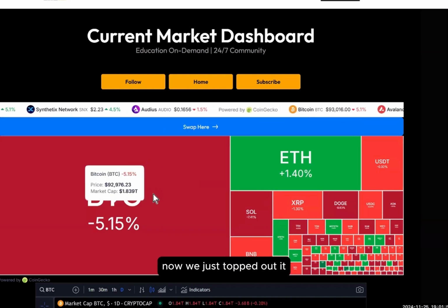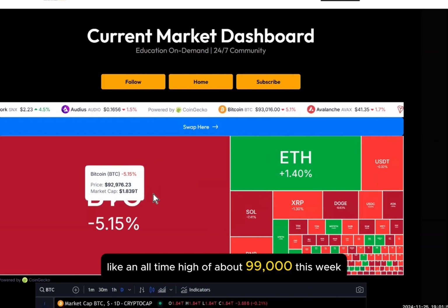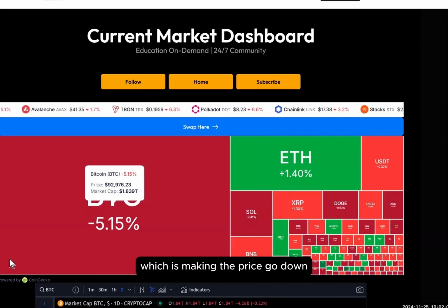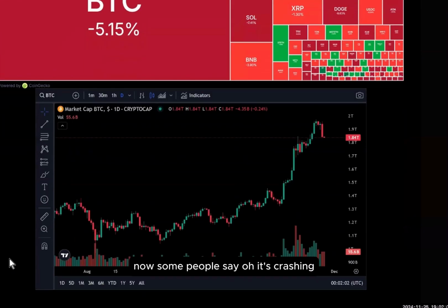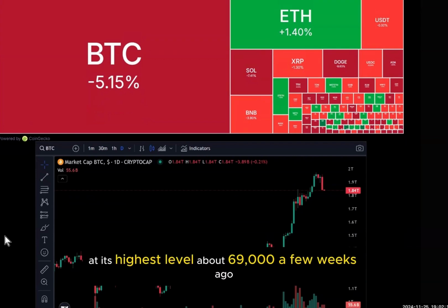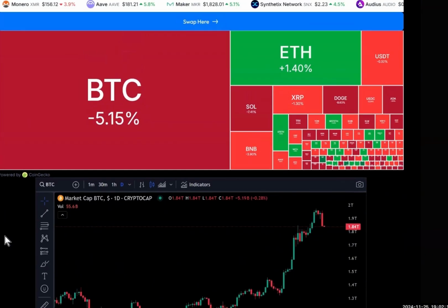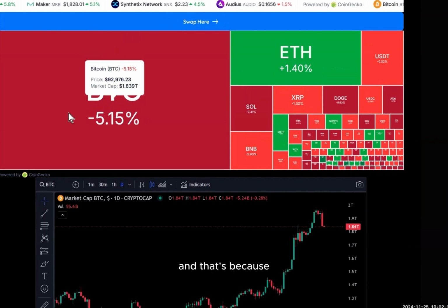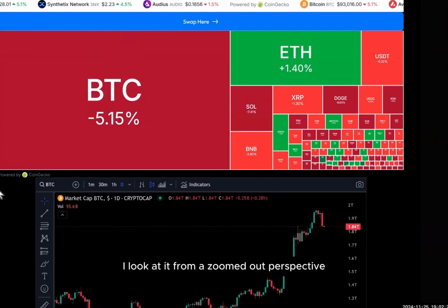Now we just topped out at an all-time high of about 99,000 this week, right? Now, as you see, we're losing liquidity inside of Bitcoin, which is making the price go down. Some people say, oh, it's crashing, but I can't really call something that was at its highest level, about 69,000 a few weeks ago, crashing when it just came down to 92,000, right? And that's because I look at it from a zoomed out perspective.